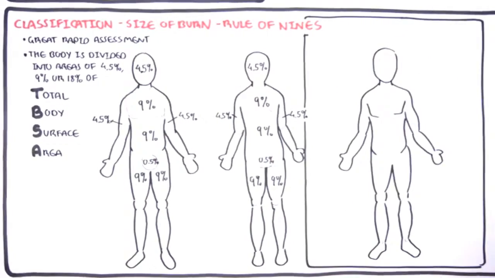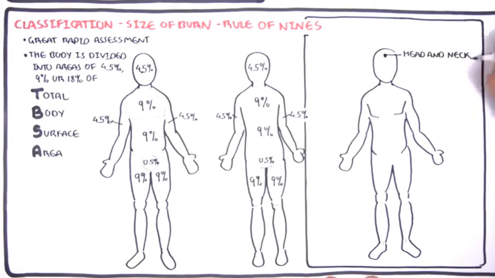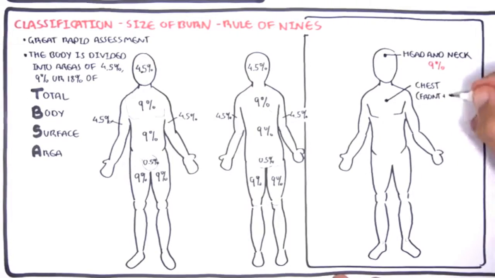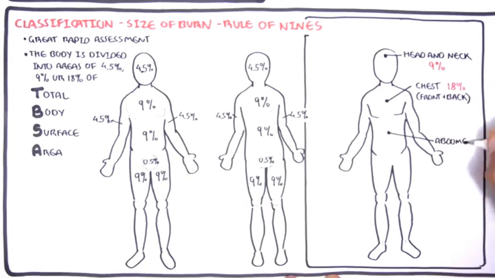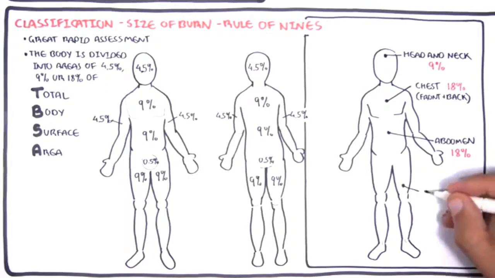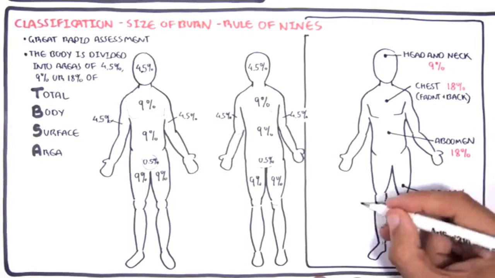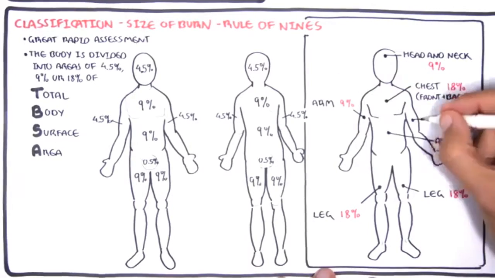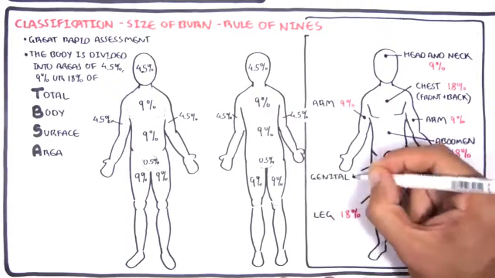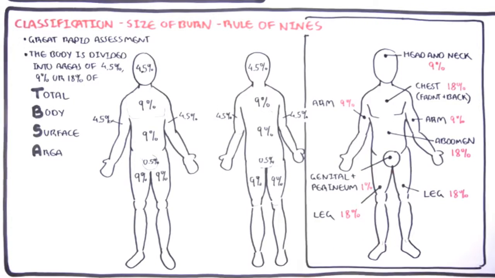So to summarize, the head and neck total is 9%. The chest, front and back, is 18%. The abdomen all around is 18%. One leg is 18%, and one arm is 9%. And the genitals and perineum is 1%. So all should equal 100%, if I did it right.